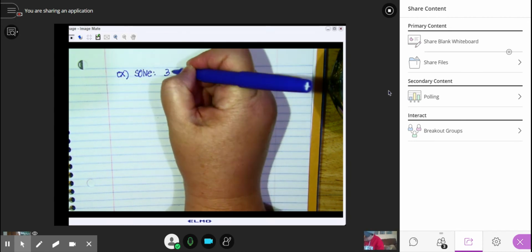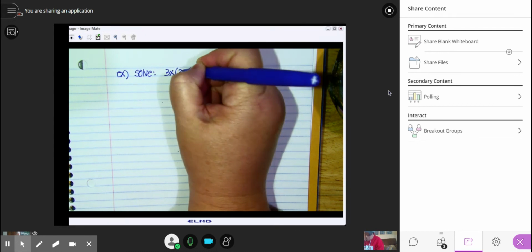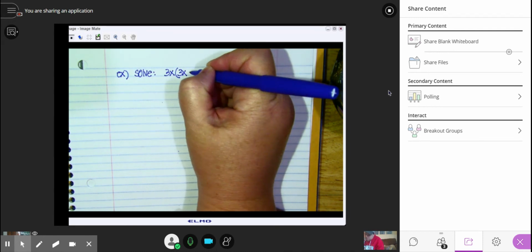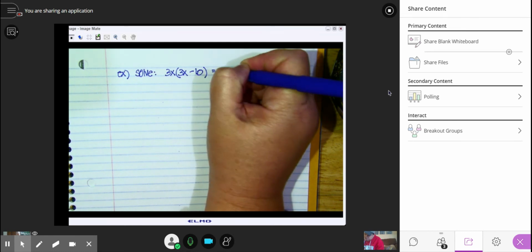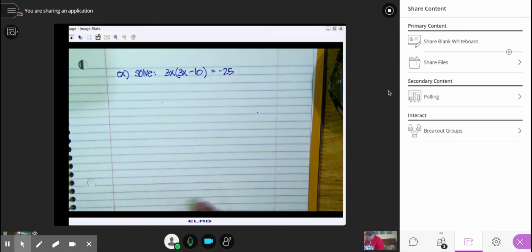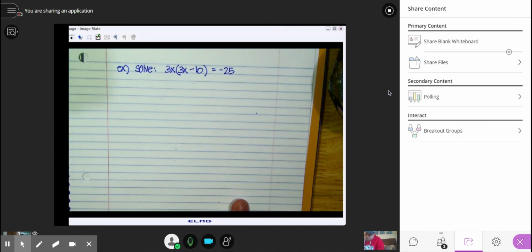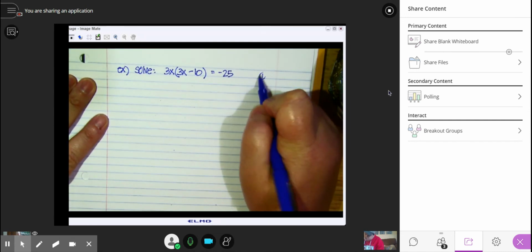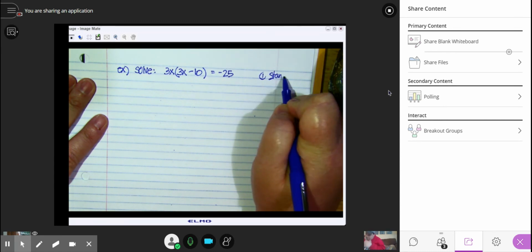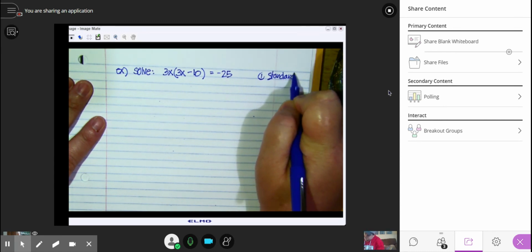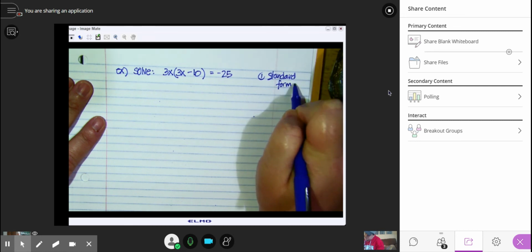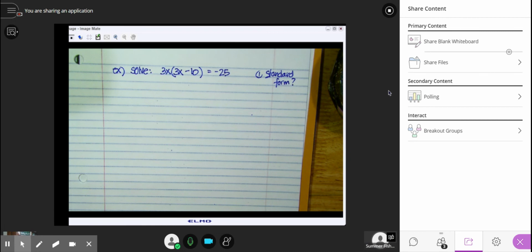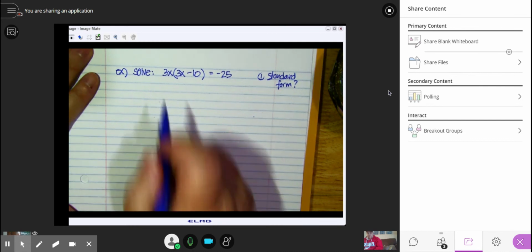So let's solve 3x times 3x minus 10 equals negative 25. Just because they try to make them hard, right? Is that in standard form? No. So I'm going to do what I can to get this into standard form.